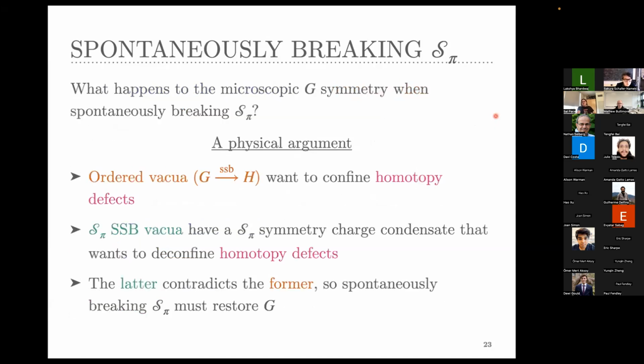So, what happens to the microscopic symmetry G, which was spontaneously broken in the ordered phase, when we spontaneously break the symmetry S? Well, here's a physical argument. In the ordered phase, as I just mentioned, the ordered vacua want to confine the homotopy defects. However, when the generalized symmetry S spontaneously breaks, its vacua have an S symmetry charge condensate, and that wants to deconfine the homotopy defects. This wants area law, this wants perimeter law. The latter is going to contradict the former, right? So if we're going to be able to spontaneously break S, we better restore the symmetry G.